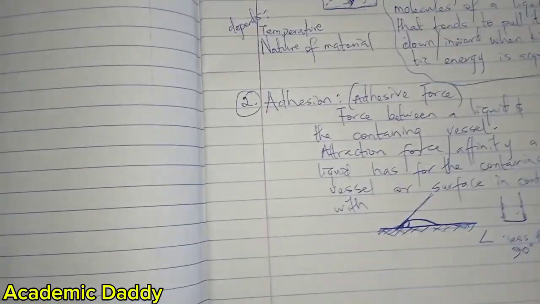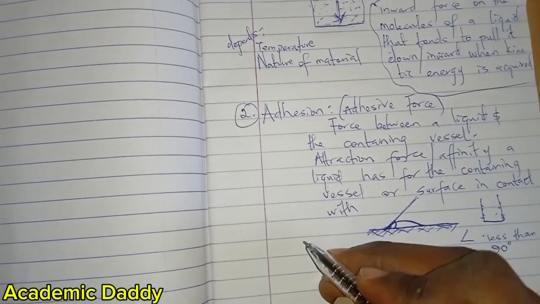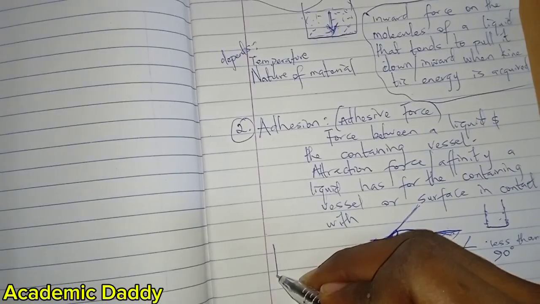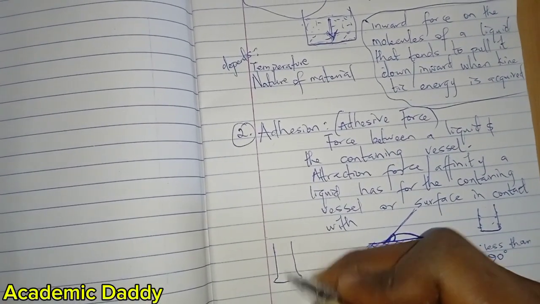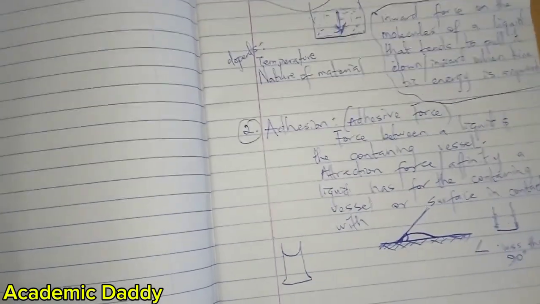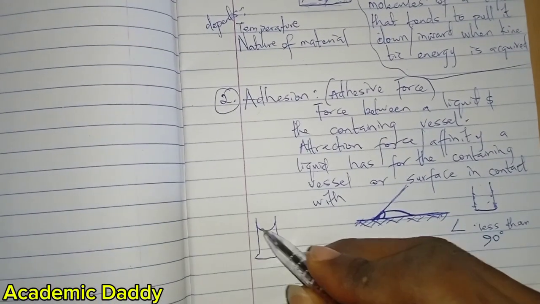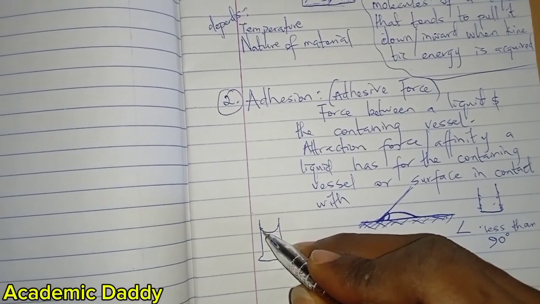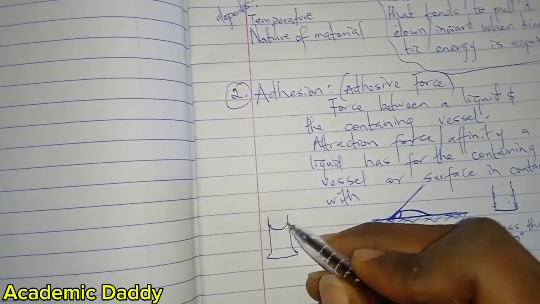So if we carry this liquid that experiences more adhesive force and put it in a cylindrical jar, by the time you pour it, this particular liquid that experiences this will look like this. It will have a meniscus. This is what we call the upper meniscus, and this meniscus that you see here, we say that this meniscus is a concave meniscus.